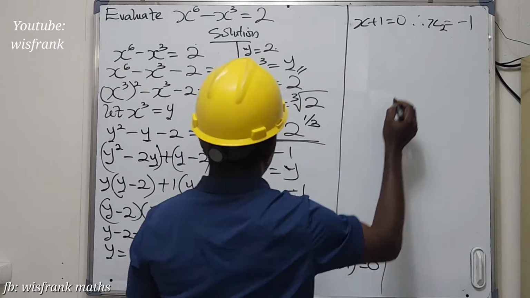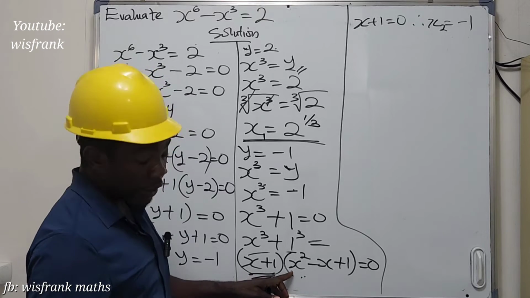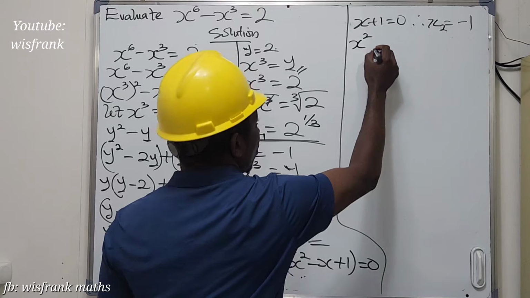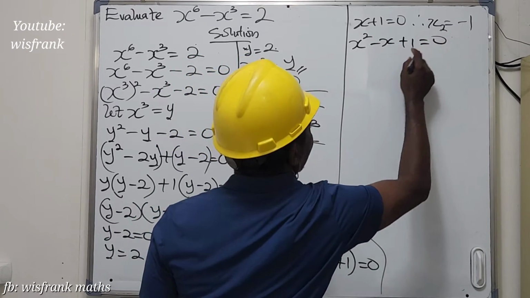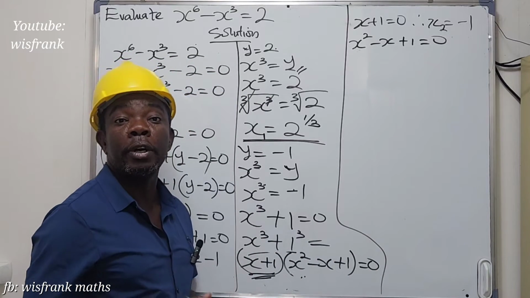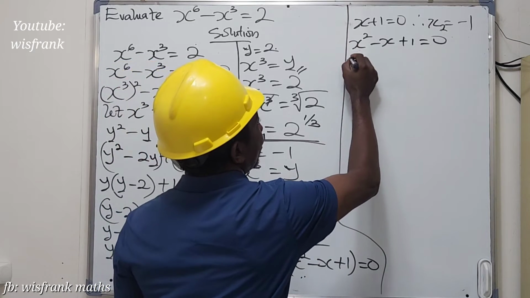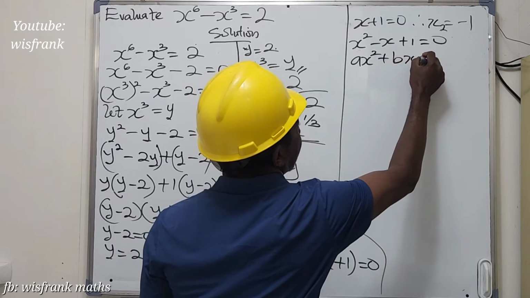This is x2. This one was x1. So for the second one, the second parenthesis equals 0. So we have x to the power of 2 minus x plus 1 equals 0. So this is a quadratic equation, and we are going to use the quadratic formula for us to find the value of x.